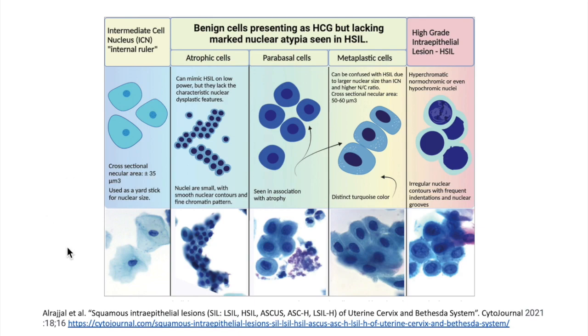So this figure in the paper from Al-Rajal et al. gives examples of how these in-between stages, called atrophic cells, parabasal cells, and metaplastic cells, can mimic the high-grade lesions and be difficult for pathologists to identify. Working off of this figure, we will show that ShapeGenie can provide very clean and clear data, identifying the differences of each of these three categories.